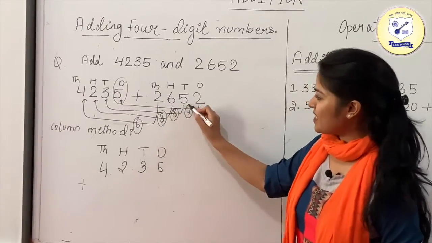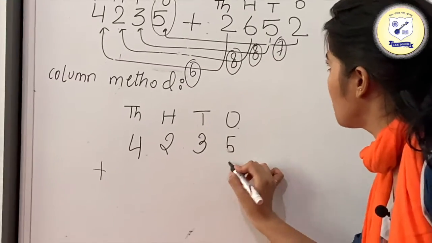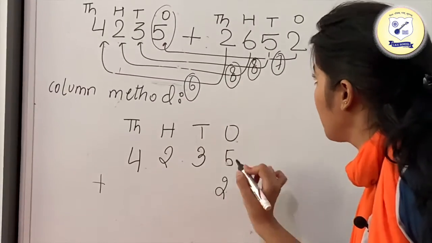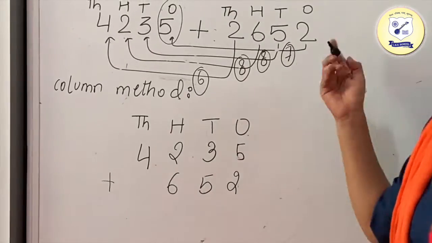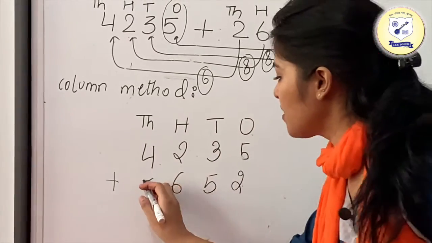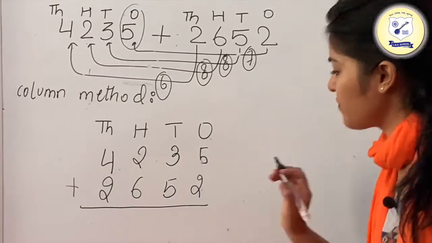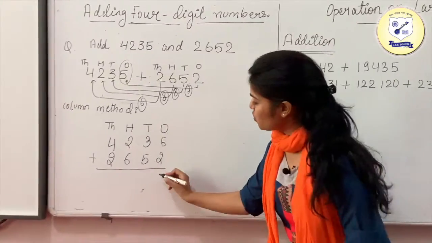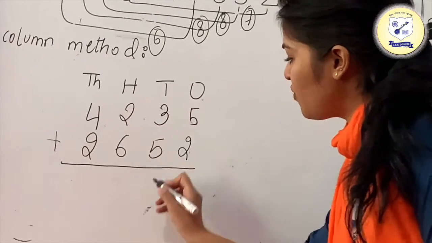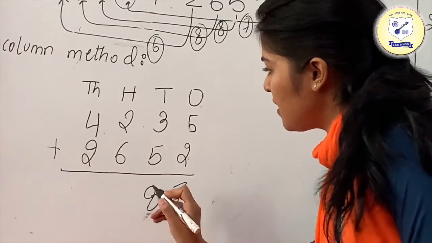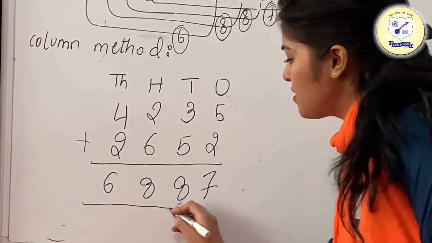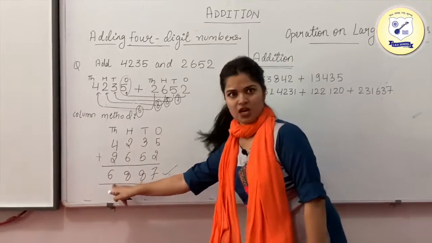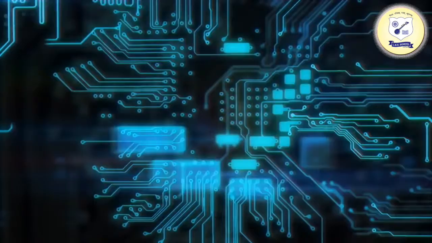Similarly, 2652, arrange this number also. 2 is on ones place, 5 is on tens place, 6 is on 100 place and 2 is on 1000th place. Now add these numbers. 5 plus 2 is 7, 3 plus 5 is 8, 2 plus 6 is 8 and 4 plus 2 is 6. So your answer is 6887.